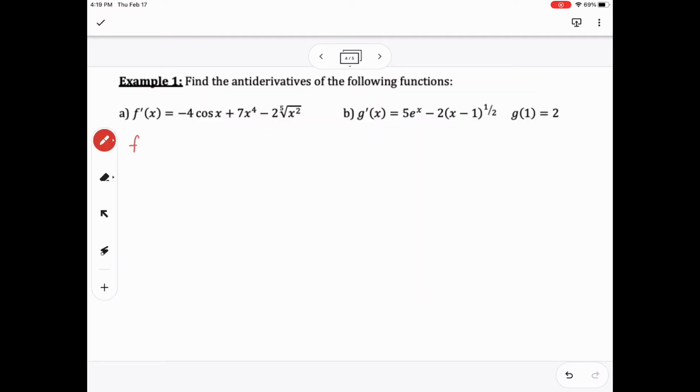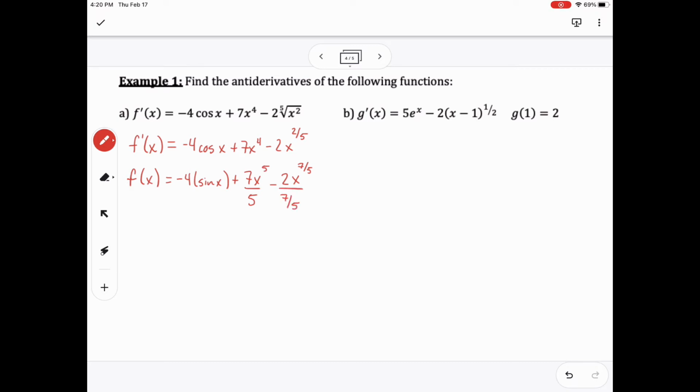So for example 1, we have f prime of x, which equals negative 4 cosine of x plus 7 x to the 4th minus 2 times the 5th root of x squared. So before I take any antiderivatives, rewriting the radical into an exponential function will allow me to take the antiderivative a little easier. So here, using that table, the antiderivative of cosine would be sine, so I'm replacing that. Now, because x to the 4th is a power rule, I use the exponent, so x to the n plus 1 divided by n plus 1 kind of notation.